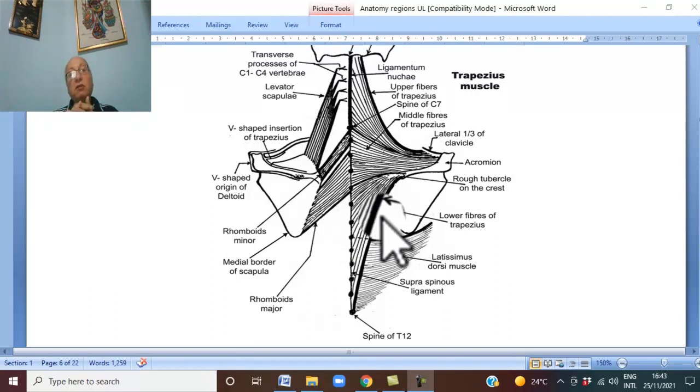This triangle is called the triangle of auscultation because if you auscultate, put the stethoscope on this triangle, the breathing sound is auscultated very good and excellent site for auscultation of the breathing sound. Therefore, it's called triangle of auscultation.